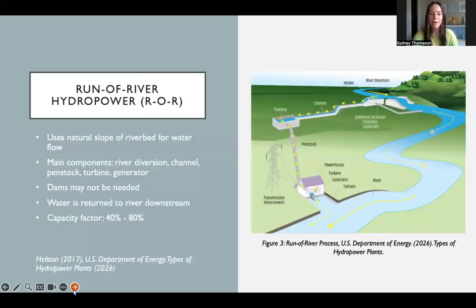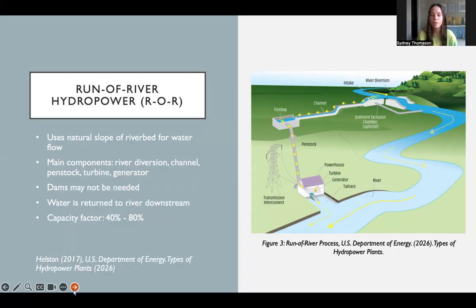Moving on to the run-of-river hydropower background introduction. Like I mentioned, run-of-river is a diversion type of hydropower. It uses the natural decline slope of a river that has the water flowing down. Some of that water is then diverted and guided through a channel towards the penstock, where after traveling through the penstock, it spins a turbine and generates electricity using a generator. That water is then returned back into the river downstream.